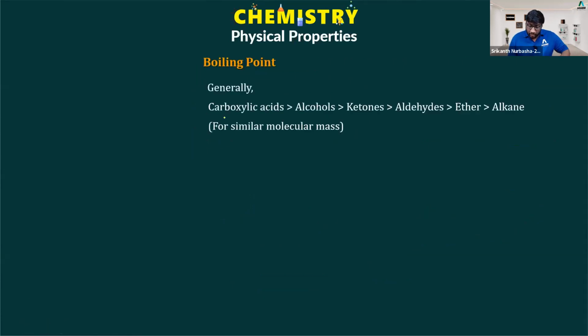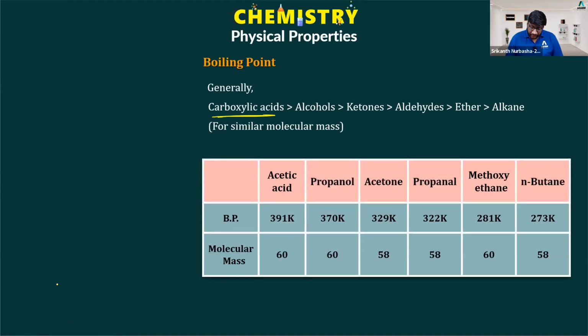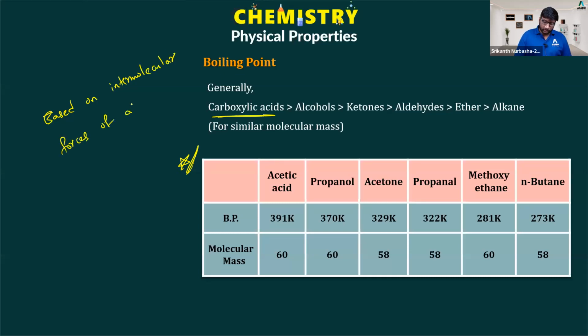Boiling point, if you look at generally, carboxylic acids are greater, then alcohols, then ketones, then aldehydes, ethers and alkanes. This is a scenario for similar molecular mass based on intermolecular force of attraction. And you have to obviously compare for similar molecular mass species. You cannot compare alkane of a molecular mass 200 with the carboxylic acid of a molecular mass 60. That is wrong comparison, because with increase in molecular weight, van der Waals forces increase. With increase in van der Waals force of attraction, obviously the boiling points are going to be affected.